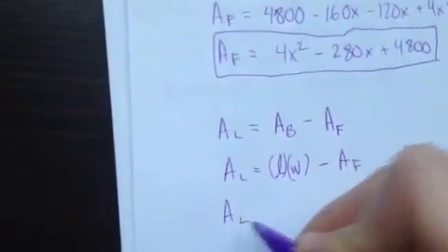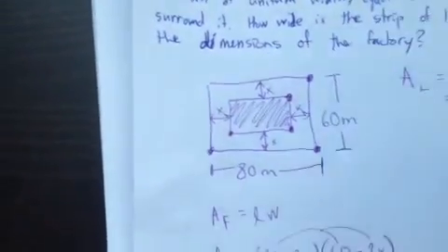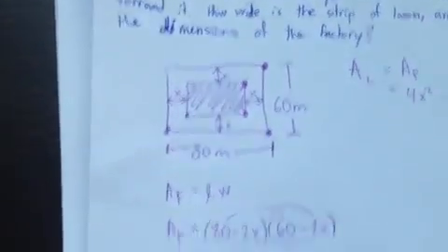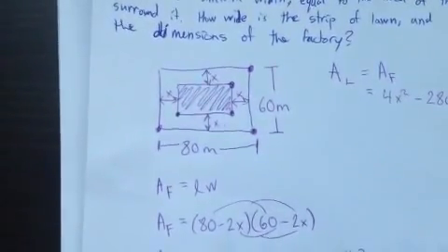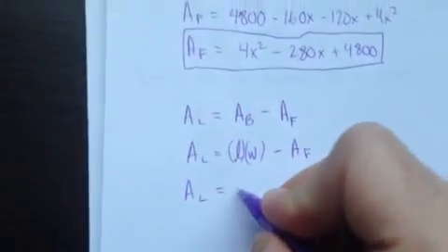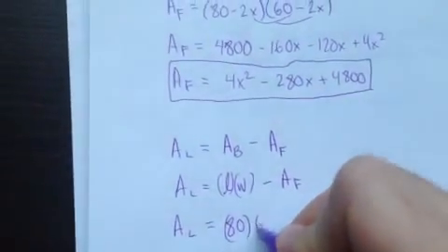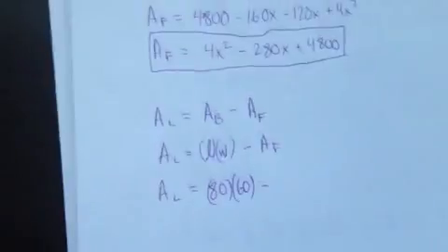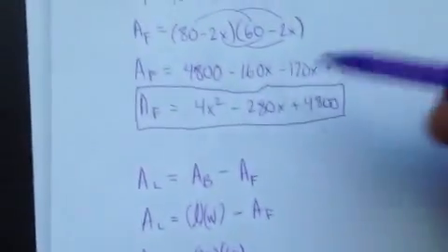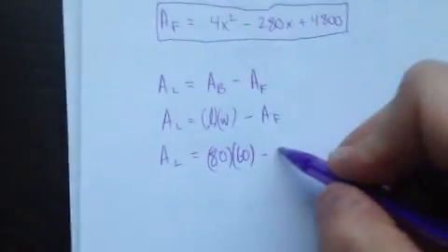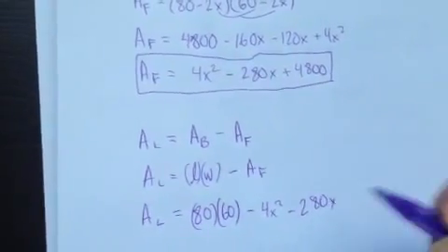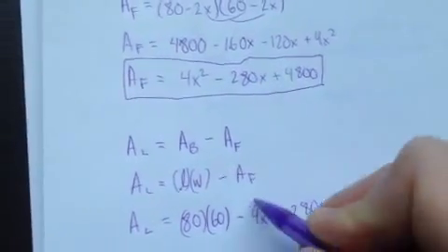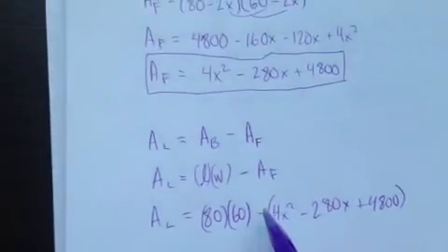So the area of the surrounding part there is going to be length times width of the big rectangle. In this case, it's 80 times 60, minus the area of the factory. And the area of the factory I already know because I already found that. So the area of the factory is 4x squared minus 280x plus 4800. Now make sure that this is in brackets because that negative affects everything.